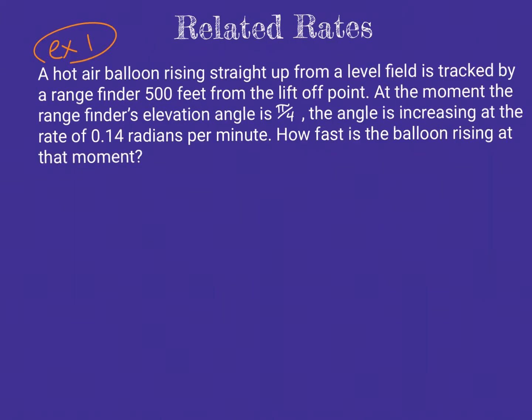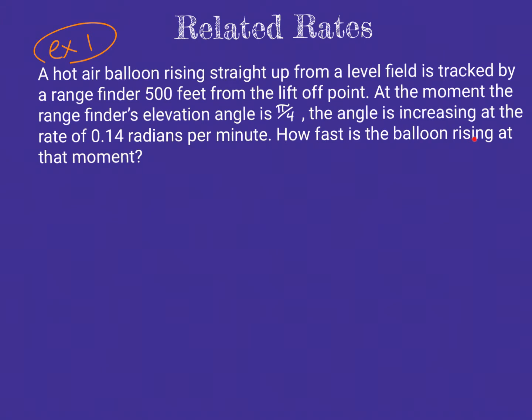In example 1, we have a hot air balloon. It's rising straight up from a level field, and it's tracked by a rangefinder that's 500 feet from the liftoff point. At the moment the rangefinder's elevation angle is pi over 4, this angle is increasing at the rate of 0.14 radians per minute. How fast is the balloon rising at that moment?